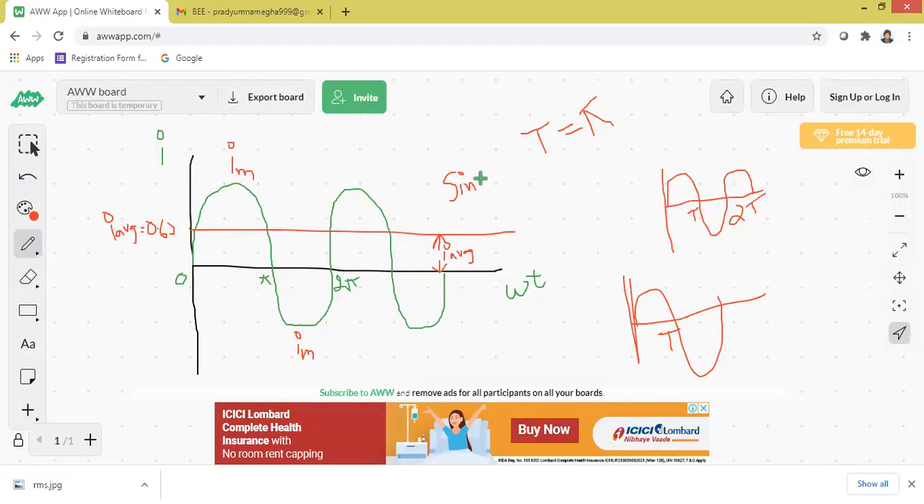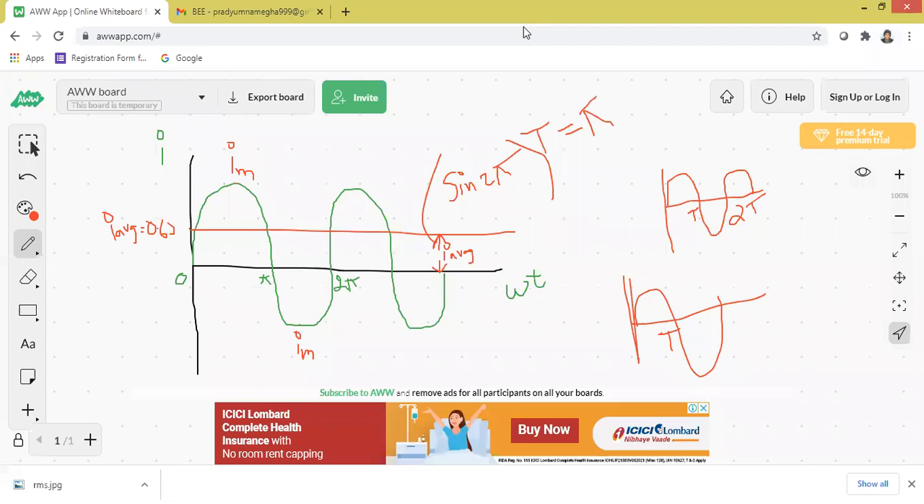What is the expression we are having? Sine 2 omega t. Yes or no, all of you? Sine 2 omega t. Omega t is equal to capital T, and capital T is equal to how much value we are having? Pi. So what is the expression we are going to get there in the brackets? Sine 2 pi. Understood, all of you?